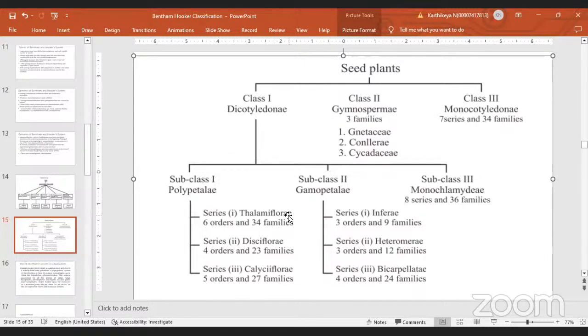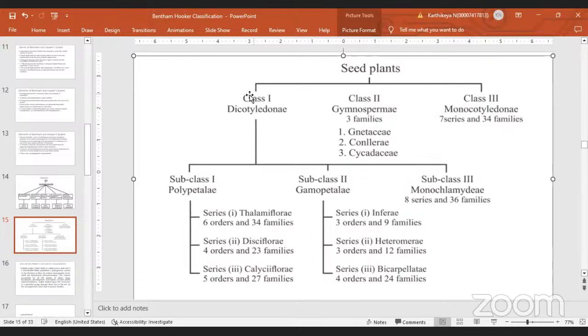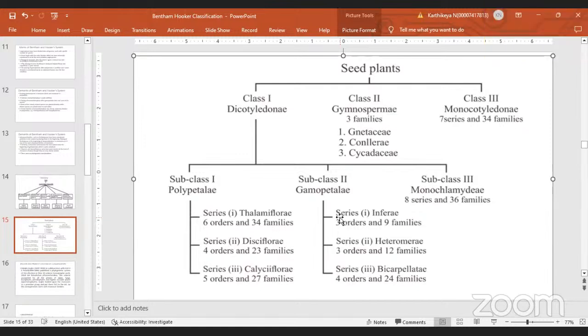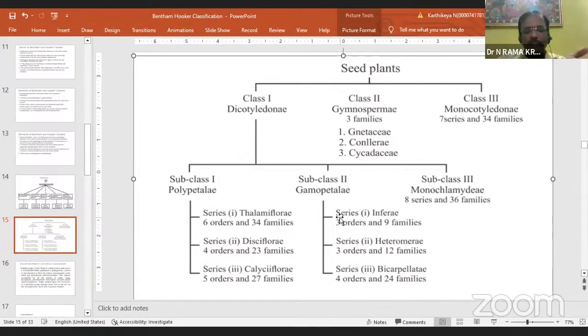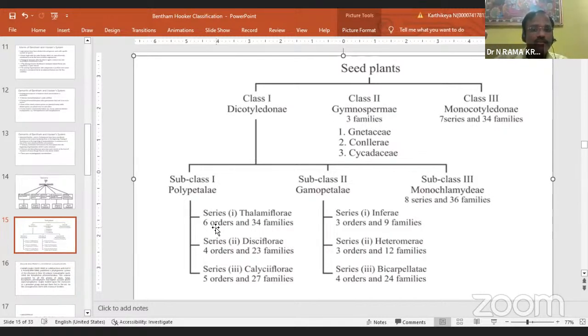It is one of the orders when you are studying taxonomy. See the first one here, the class. The Bentham-Hooker system is divided like this: class, subclass, series, order, family, genus, species. This is one of the orders. When you are writing a letter, after completing the address, it is like a plant address. Then after subclass, should it not be order? In some, there is no series.